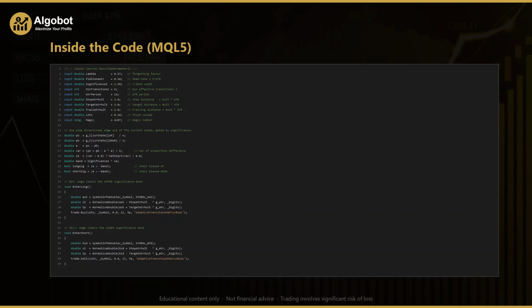Let's read the core of the strategy the way you'd see it in MetaEditor. At the top are the input parameters. Lambda is the forgetting factor that decays the transition grid.